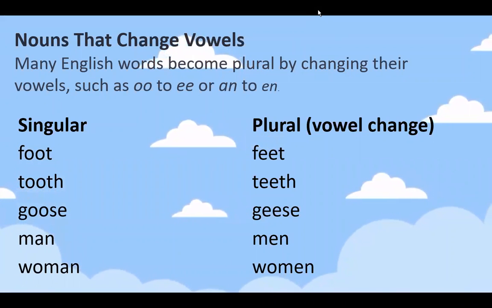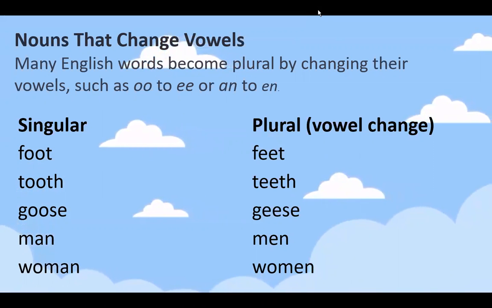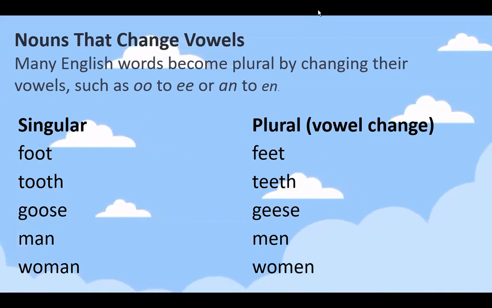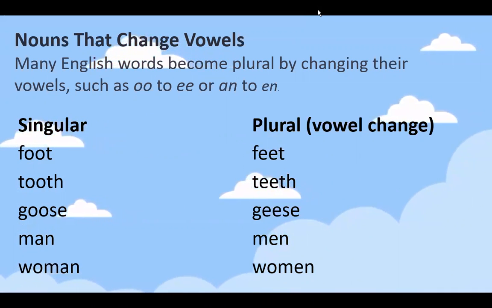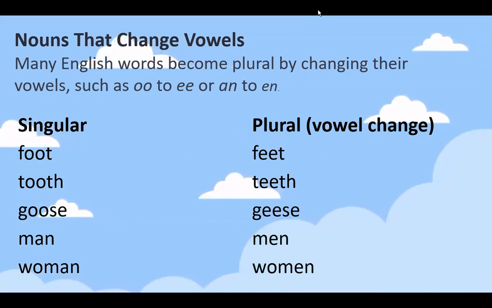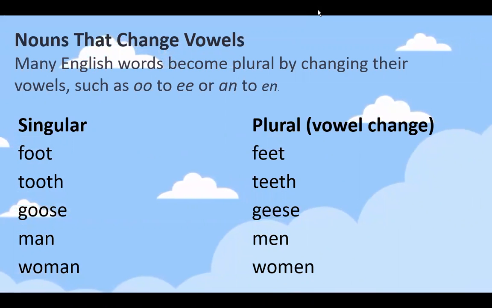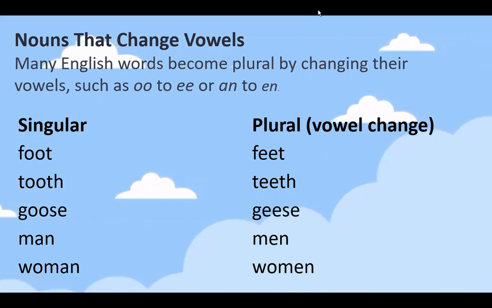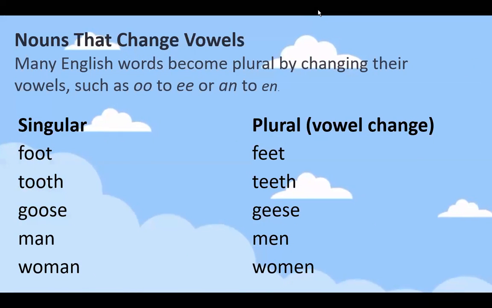As you can see, there is the vowel change. From double O, it has become double E. From tooth, it became teeth. Again, from double O to double E. We have also the goose. It will become geese. So there is this change in vowel.